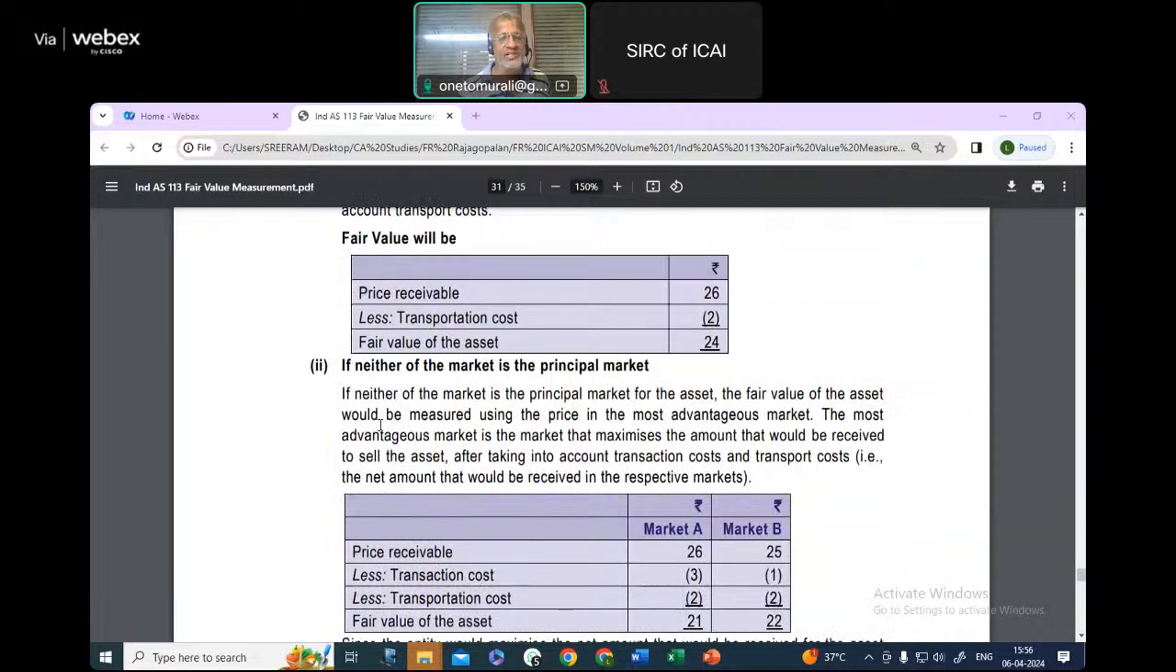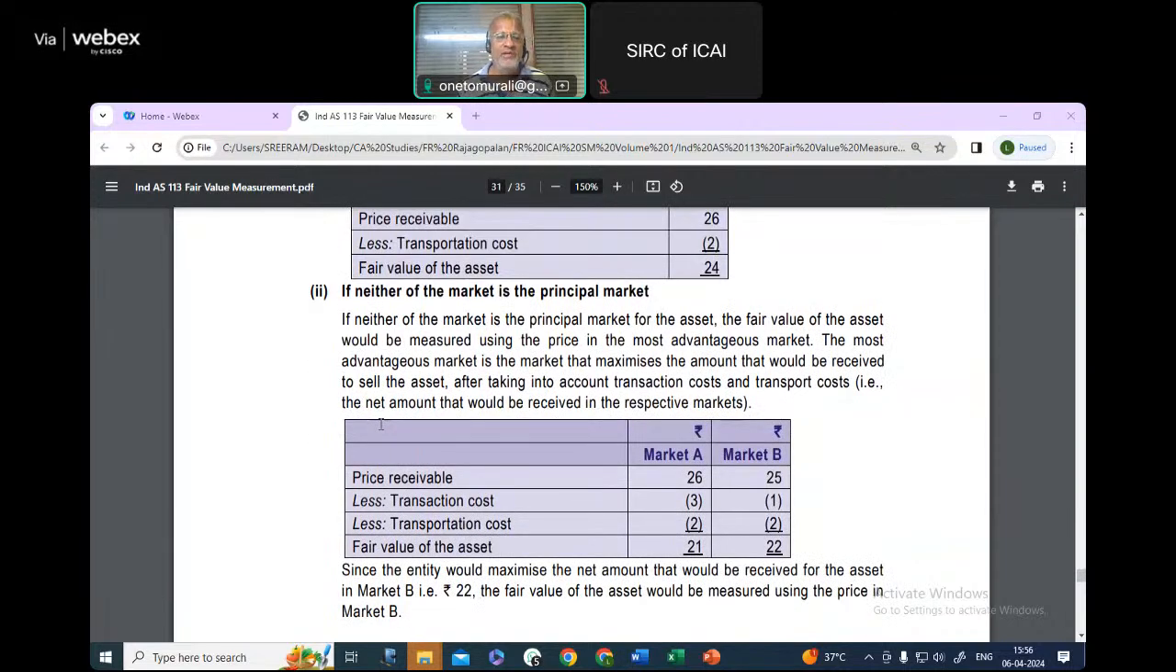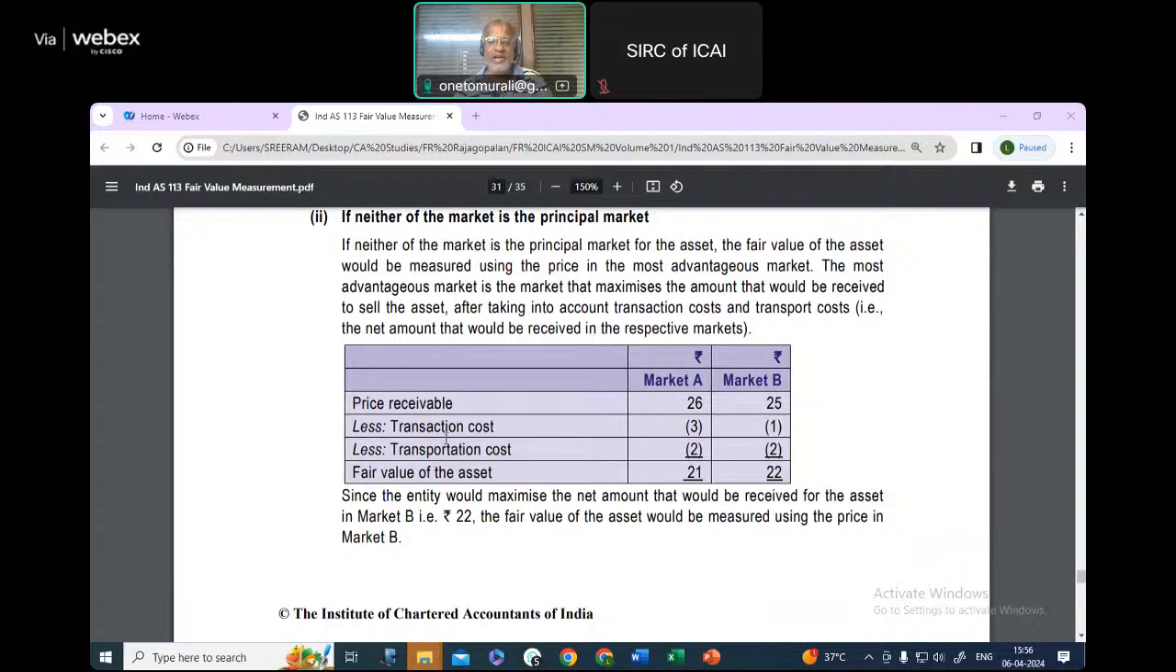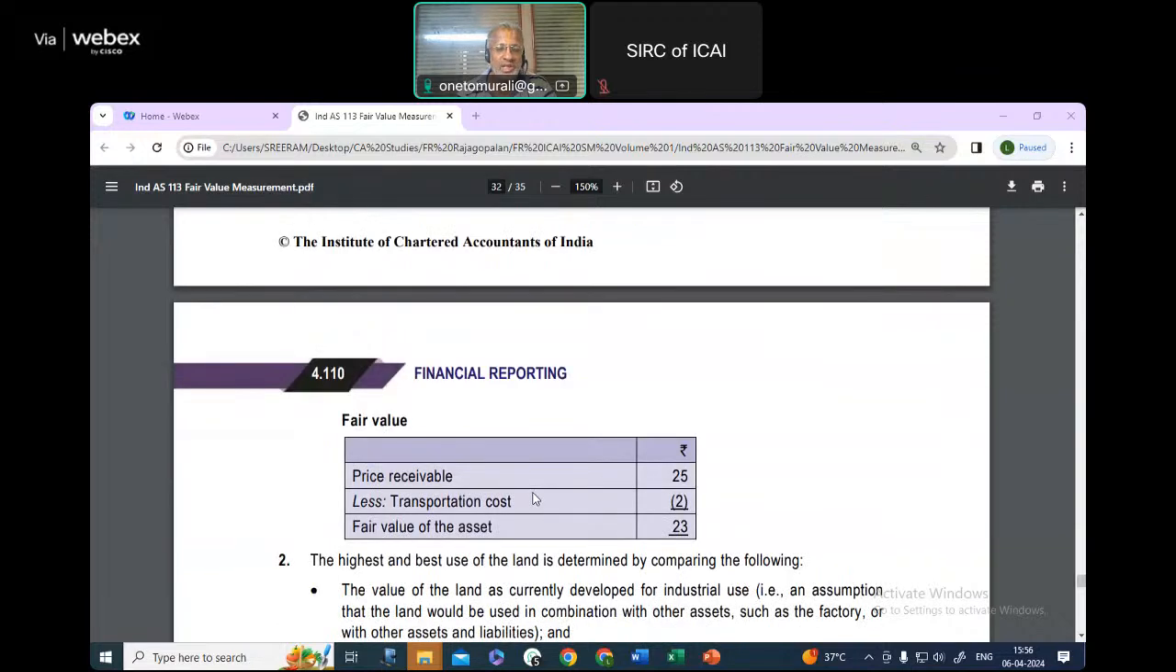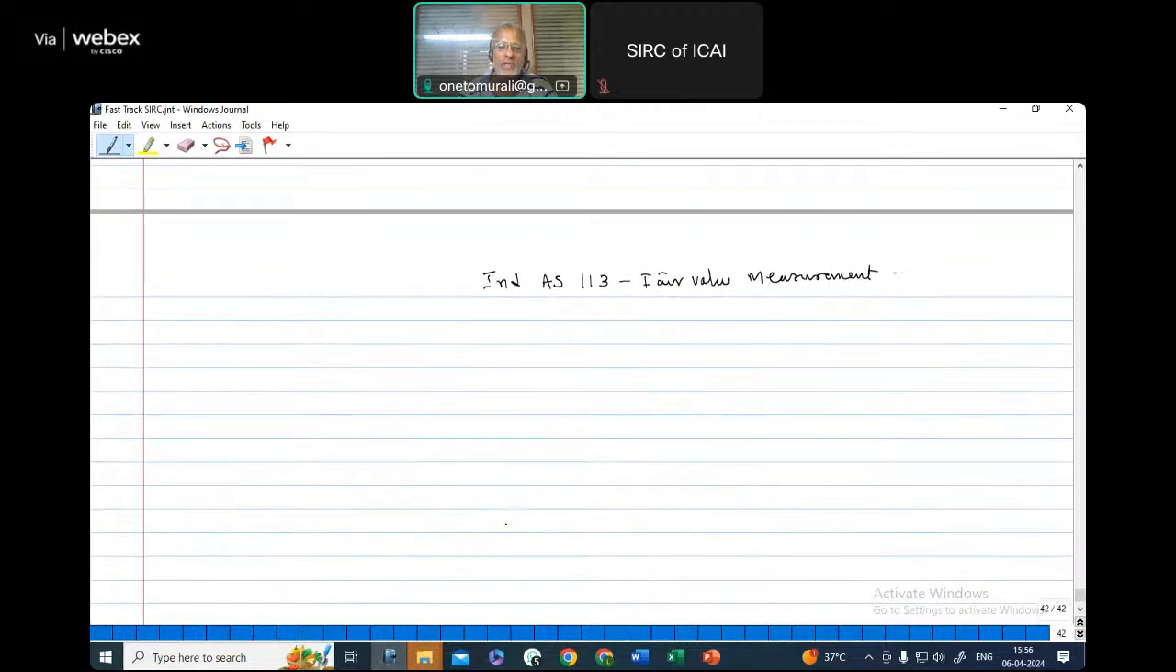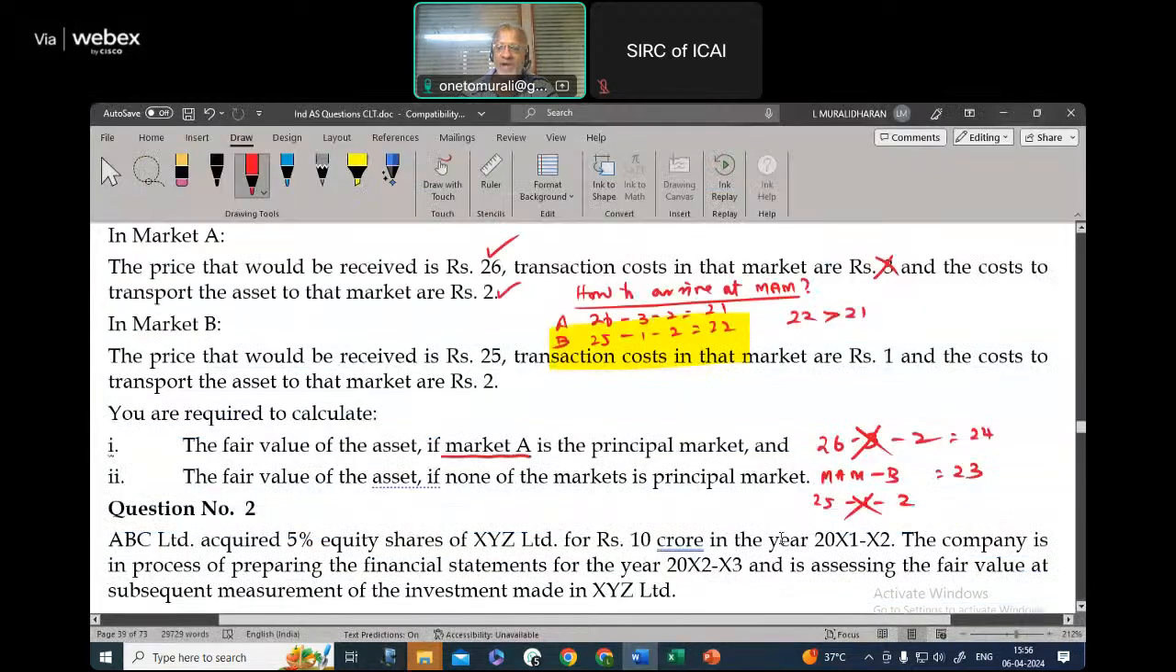If neither market is a principal market, we use the most advantageous market. How do you arrive at 21 and 22? Since the entity would maximize the net amount that would be received for the asset in market B, 22, the fair value of the asset would be measured using the price in market B. Then after doing that, we are expected to deduct only the transportation cost of 2 to arrive at the fair value of 23. So we are expected to arrive at the value as 23. This is what you have.